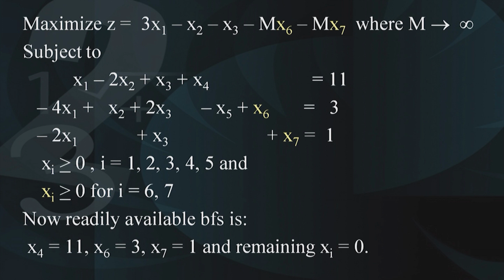And once we get this model, now a readily available BFS is there. And what is that BFS? x4 is equal to 11, x6 is equal to 3 and x7 is equal to 1. This is a canonical system and we have got an initial BFS to start the simplex procedure. Of course, we have to incorporate these modifications into the objective function to take care of these artificial variables, so that at some iteration of the simplex method they are reduced to 0.